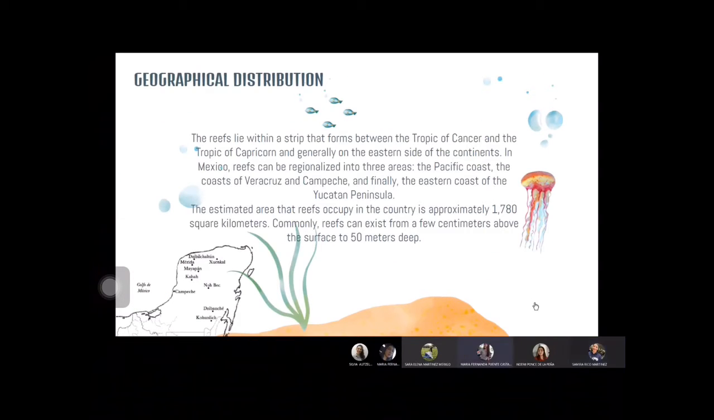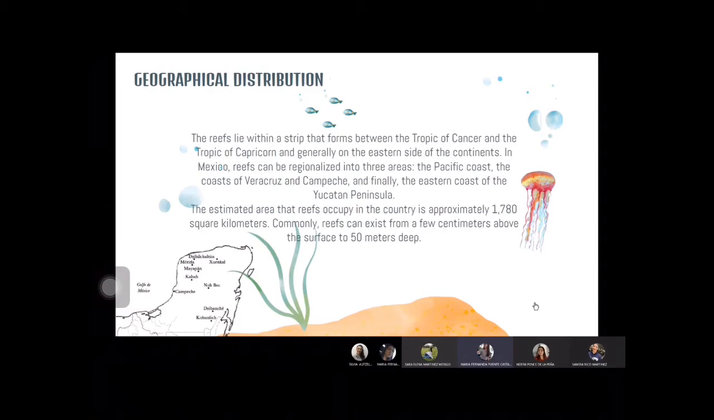First, we're gonna start talking about the geographical distribution. The reefs lie within a strip that forms between the Tropic of Cancer and the Tropic of Capricorn, and generally on the eastern side of the continents. In Mexico, reefs can be organized into three areas: the Pacific coast, the coast of Veracruz and Campeche, and finally, the eastern coast of the Yucatan Peninsula.